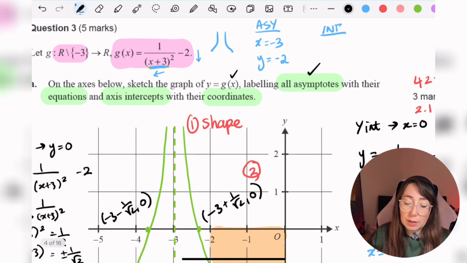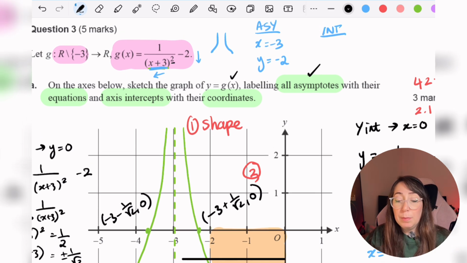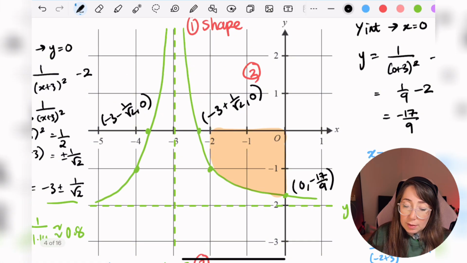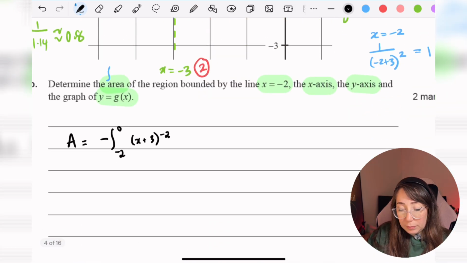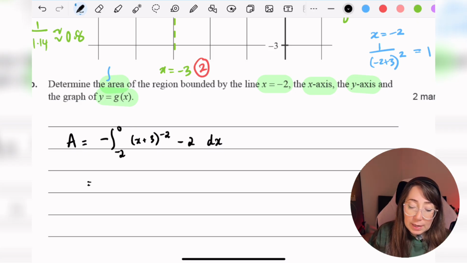So if I scroll up to look at the function, because I have the power at the bottom, I'm going to take it to the top just to make it a little bit easier for myself. So that'll be x plus 3 to the -2, and then it's -2 over here. And don't forget the dx, as that's an important part of the notation to say that we're integrating with respect to x. Okay, so let's go ahead and integrate that now.